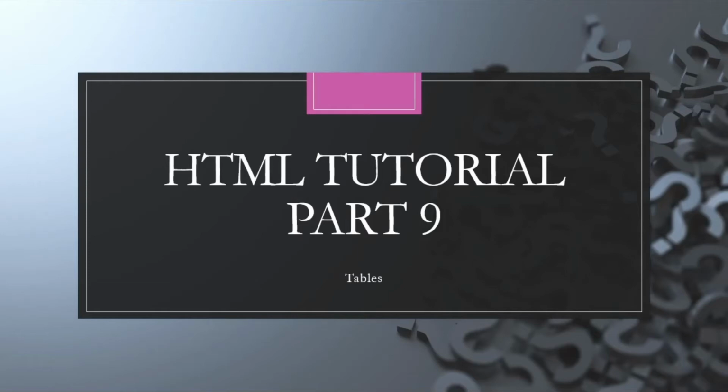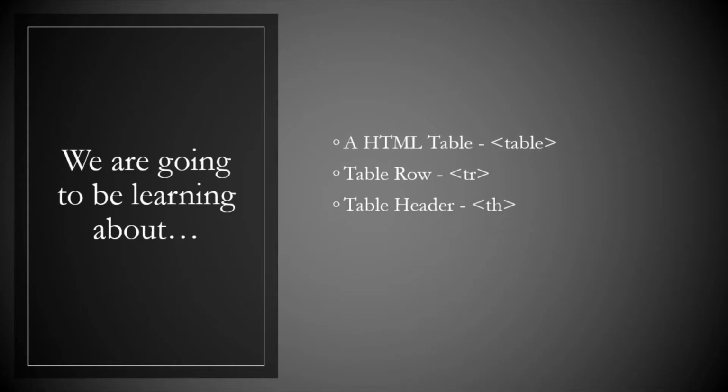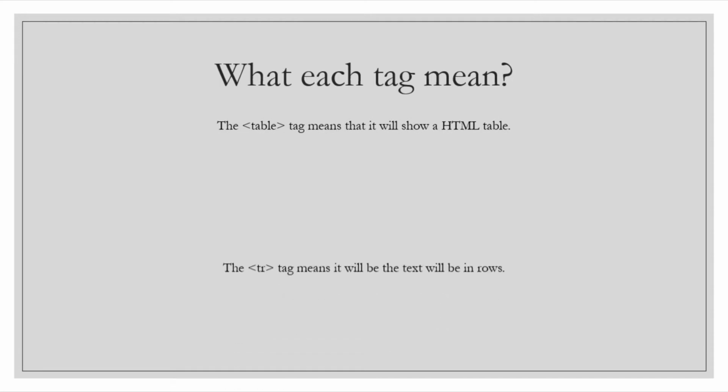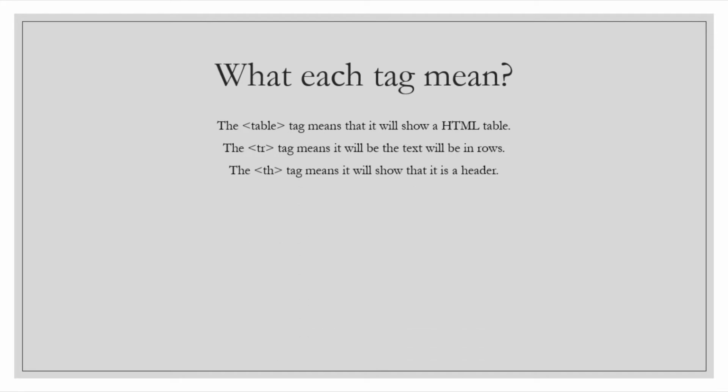Hey guys, and welcome to HTML tutorial part 9, and we're going to be learning about tables. We're going to be learning about an HTML table, the table row, table header, and the table data. What each tag means: the table tag means that it will show an HTML table. The tr tag means the text will be in rows. The th tag means it will show that it is a header, and the td tag will show data in the table, i.e. below each header.